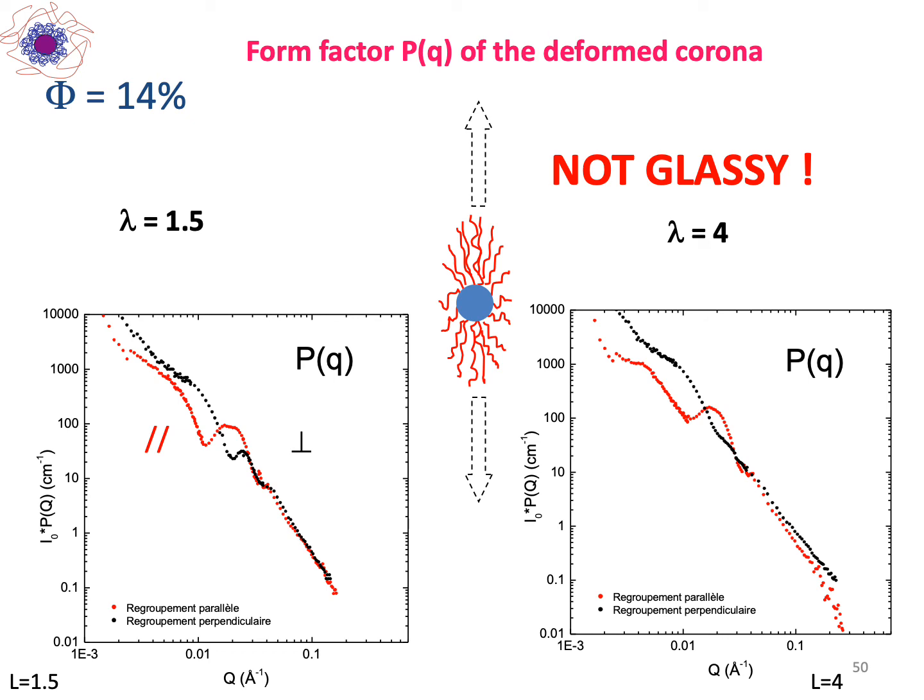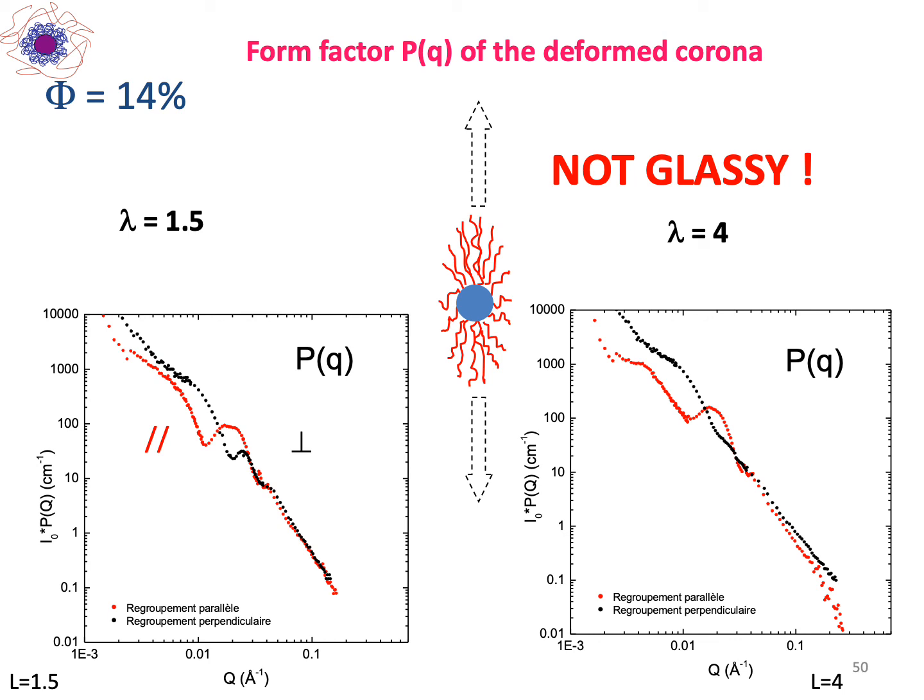On the left-hand side, you see an example for an intermediate elongation ratio of lambda equal 1.5. You see that the form factor along the two directions, parallel and perpendicular, in log-log plot is strongly different. So we have a shift of the parallel scattering towards lower Q, that means larger distance. In other words, the corona is strongly deformed when the film is deformed.